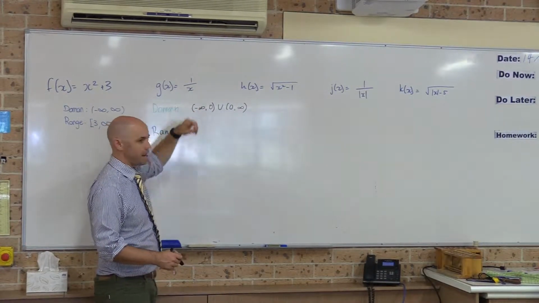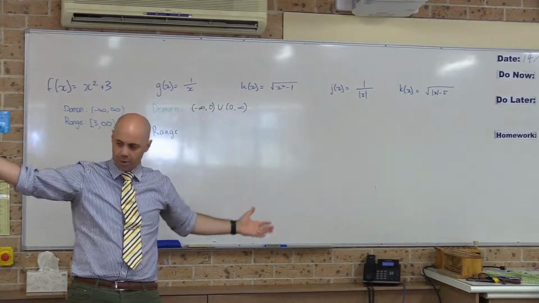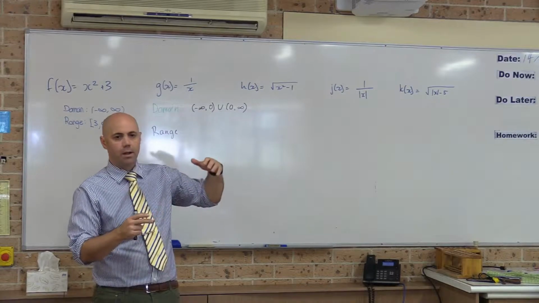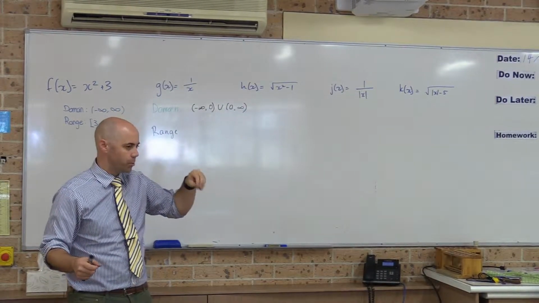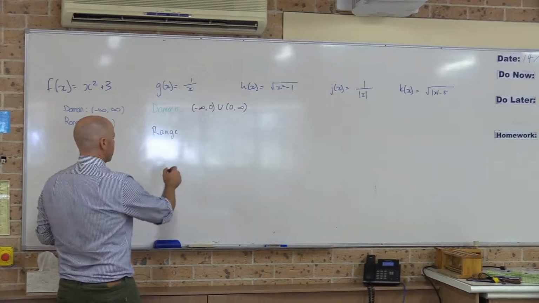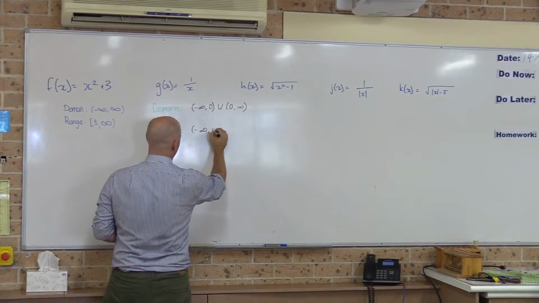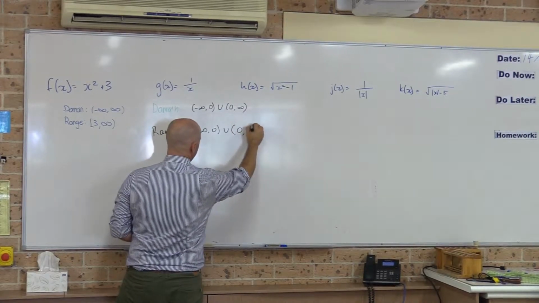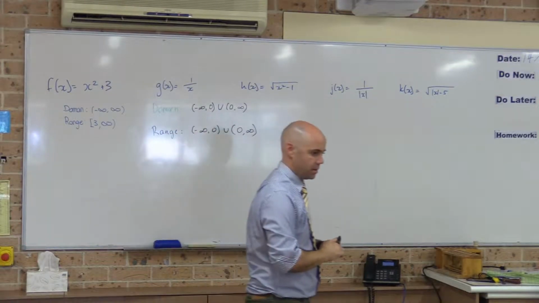Because we can have anything that's really, really tiny when it's 1 over a huge number, or when it's 1 over a tiny number, that function value is really big. 1 divided by 0.00001 is massive. So, once again, negative infinity, comma 0, united with 0, comma infinity. Does that make sense? Yep.